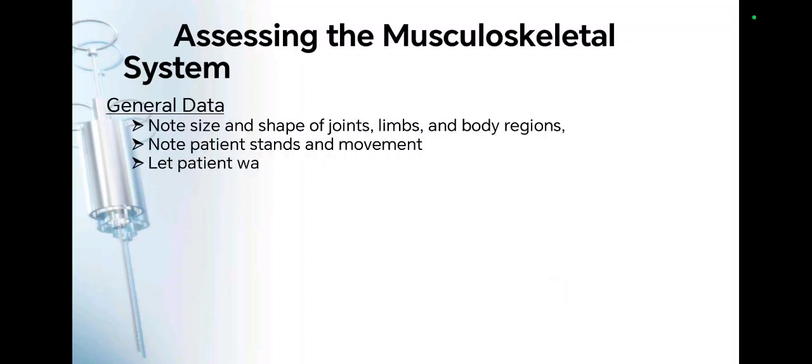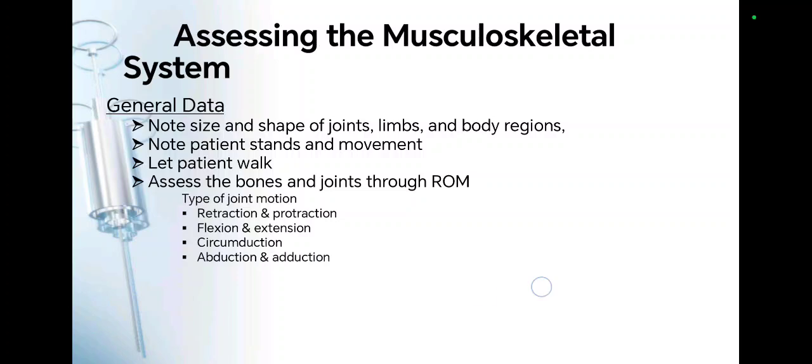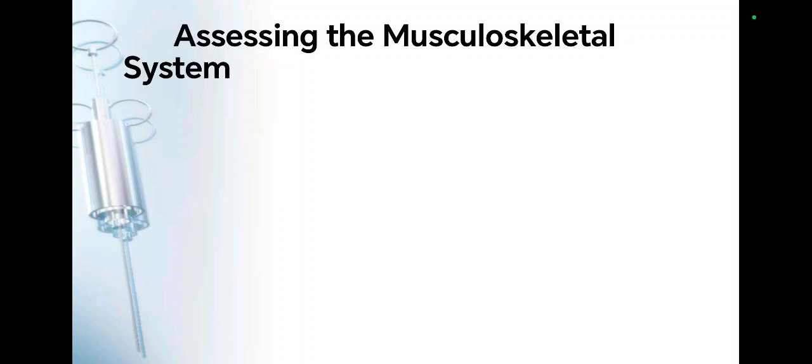So, for the general data for the musculoskeletal system, take note of the size and shape of joints, the limbs, and the body regions. Okay, you note the patient's standing positions or any movement. You take note of that, and you ask the patient to walk across the room and assess the bones and joints through range of motion.